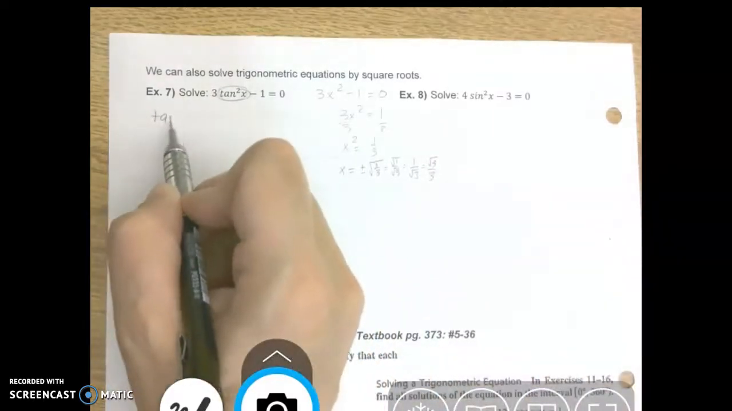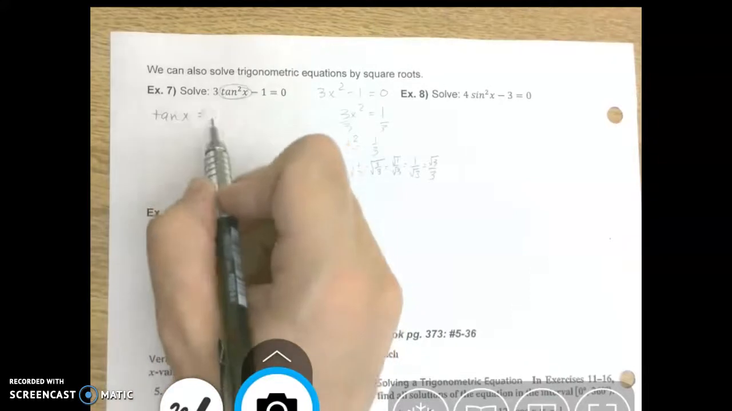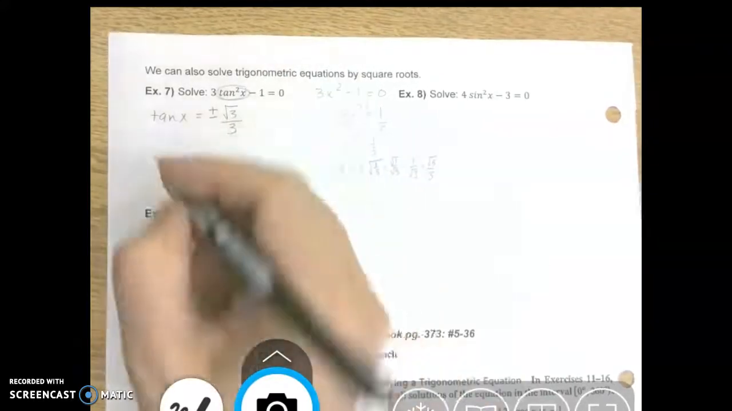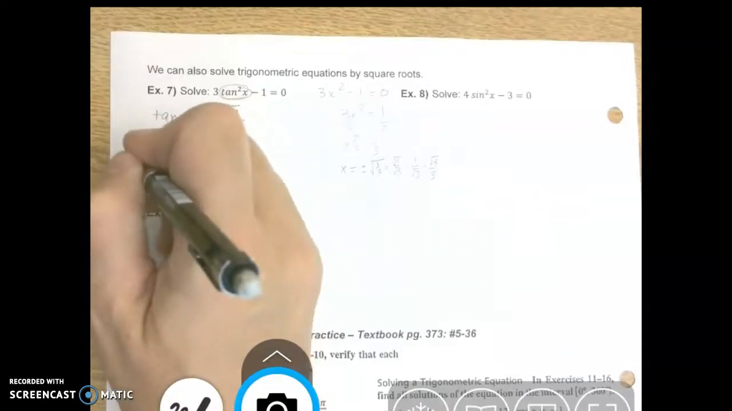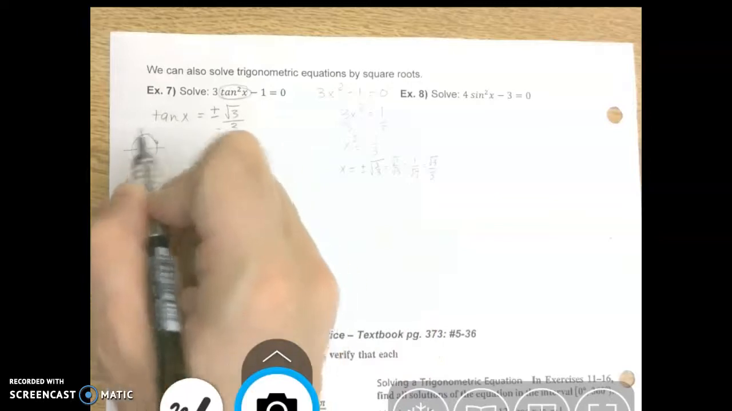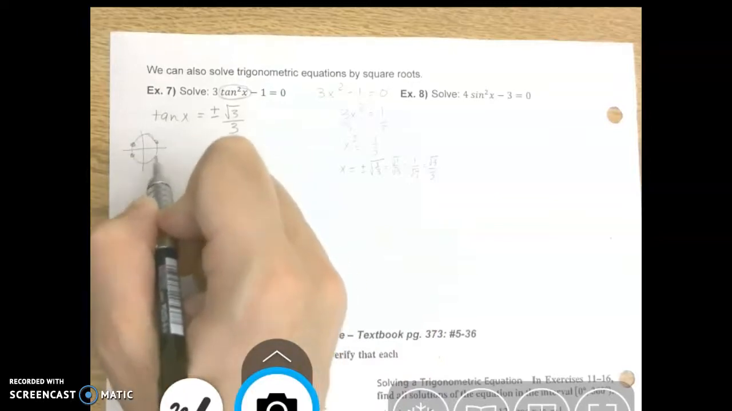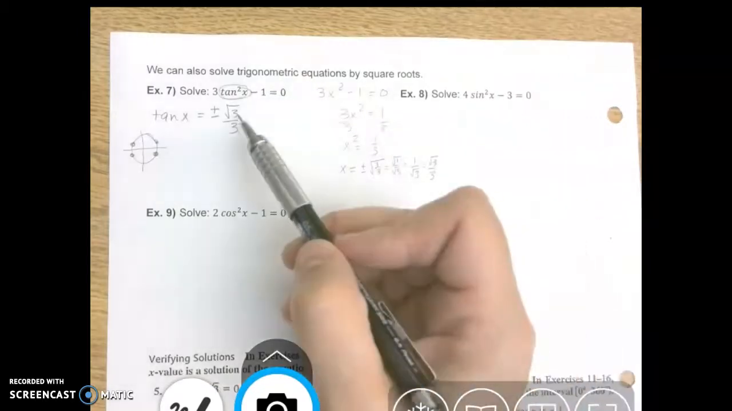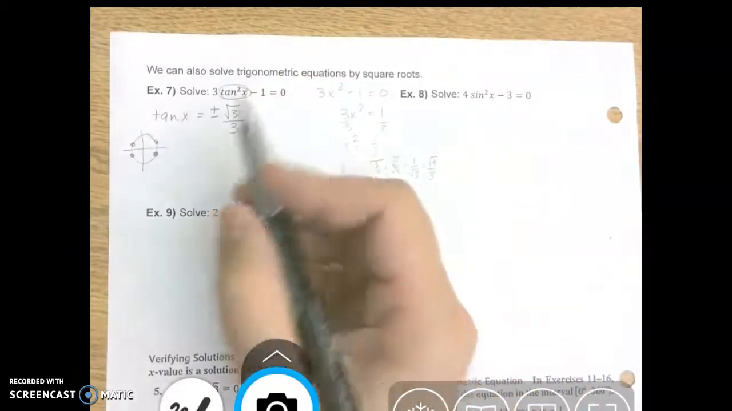So here, tangent of x is going to equal plus or minus the square root of 3 over 3. If I look at the unit circle, everywhere tangent has a positive or negative square root of 3 over 3 is all the pi over 6's here. All the pi over 6's. And the natural period for tangent is pi.